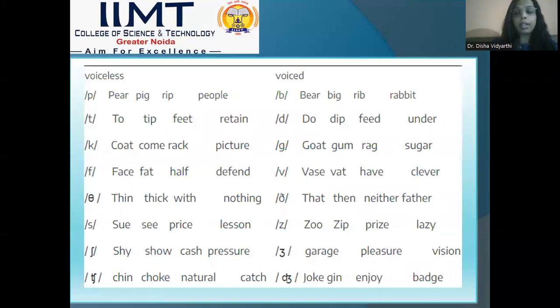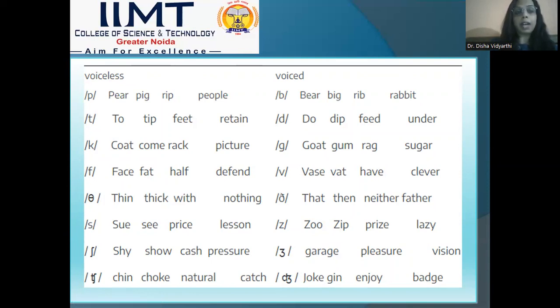Now here, after the monophthongs and diphthongs, which were part of vowel sounds, we now have voiceless and voiced sounds. As the name itself suggests, voiceless means there is no voice. What do we mean by voiceless? When there is no sound. It doesn't mean this in the literal sense. Obviously, you have to speak it out when you're pronouncing a sound.